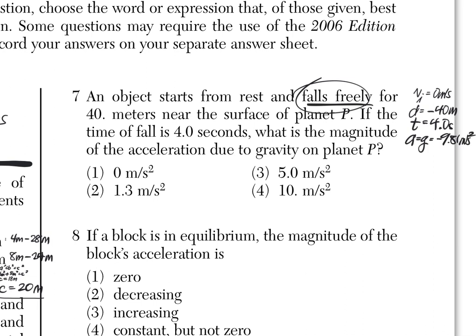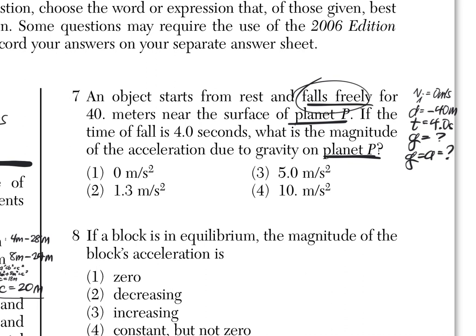Whoa. My bad. See that? You do problems too quickly, and you make mistakes. It is not 9.81 meters per second squared. We are on planet P. Man, they're loving different planets on this region. So I don't know what G is, and in fact, it wants me to solve for what G is. But I still have enough information to solve for G, which of course is the acceleration.